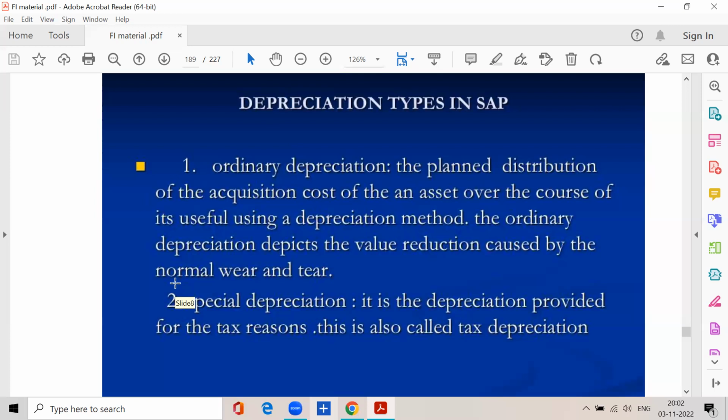You write down, you continue the paragraph. The ordinary depreciation is also called planned depreciation, or book depreciation.